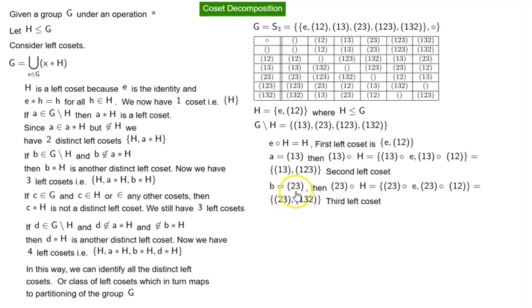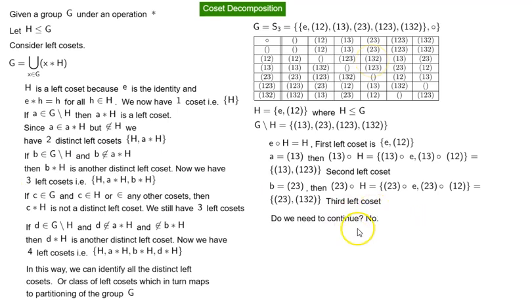Now let's take (2 3). So (2 3) times e and (2 3) times (1 2). So (2 3) times e is (2 3) and (2 3) times (1 2) is (1 3 2). So that is our third left coset.